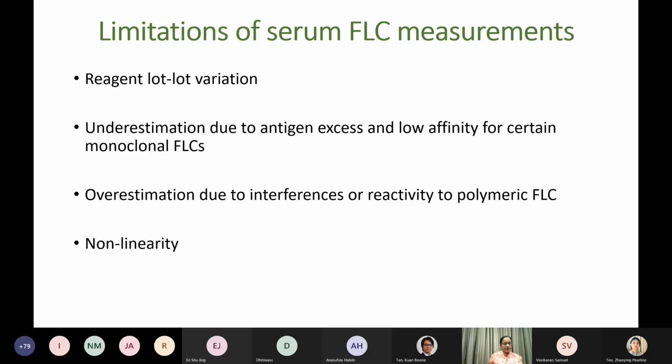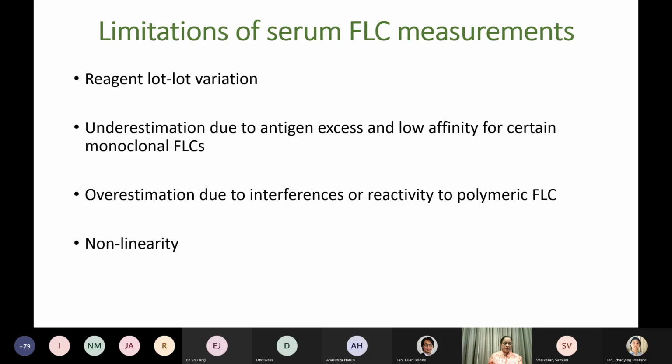Also, we could overestimate free light chain concentrations, sometimes due to interferences or sometimes due to reactivity to polymeric free light chains. Some monoclonal free light chains do not dilute in a linear manner. This is rare these days, and sometimes difficult to identify. It can be suspected when the free light chain concentration is inconsistent with electrophoretic findings or does not fit with the clinical context.